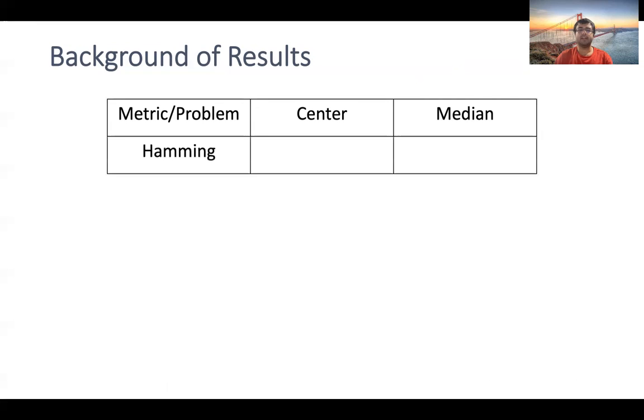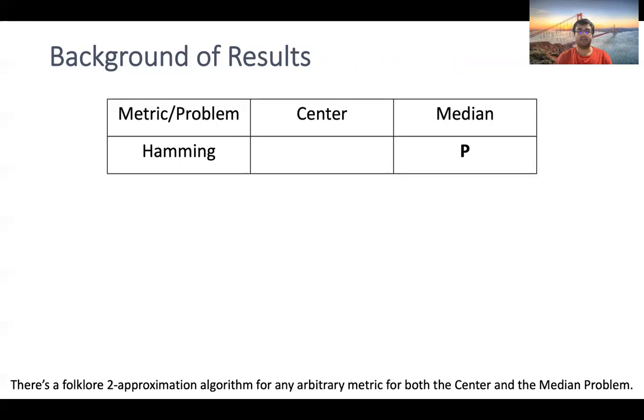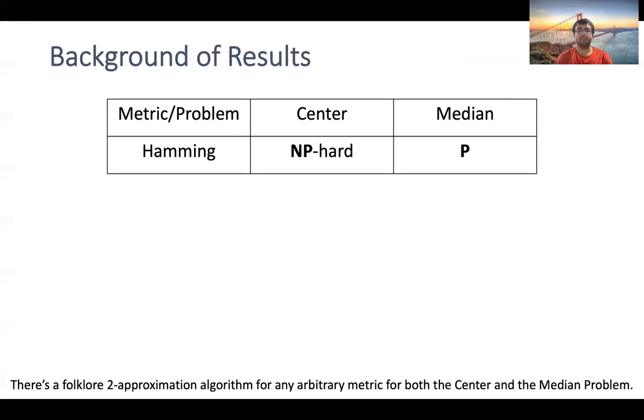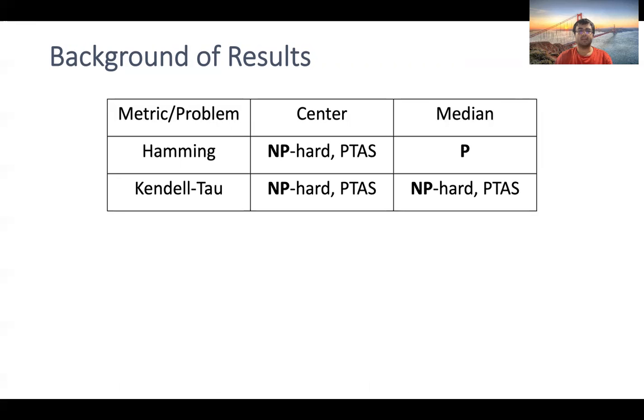To start with, let's look at the easiest metric, which is the Hamming metric. For the Hamming metric, the median problem, in fact, lies inside P. Now, this really answers the question of why the center permutation problem is harder than the median permutation problem, because even for the Hamming metric, the center permutation problem is NP-hard. But there's a PTAS. There's another metric which is very similar to our metric. It's known as the Kendall metric. The problem is NP-hard for both the median and the center problems, and there's a PTAS for both.